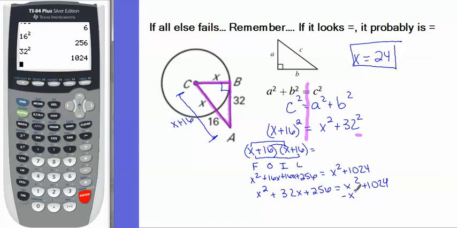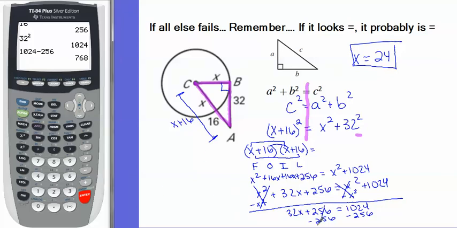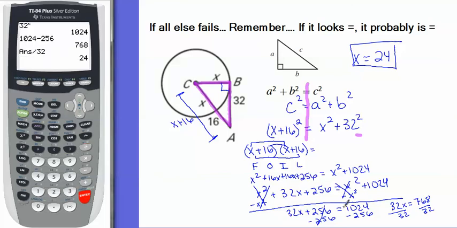I'm going to subtract x squared on both sides. These disappear. I get 32x plus 256 equals 1024. I'm going to subtract 256 on both sides. I'll do that in my calculator. 1024 minus 256. And I get, I'm going to actually write it somewhere else up here. Maybe right here. 32x equals 768. I divide both sides by 32, and x equals 24.